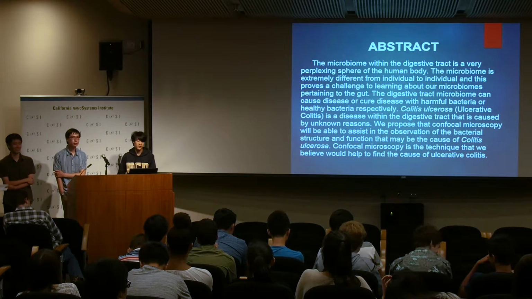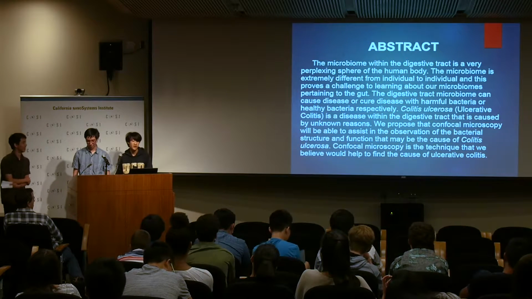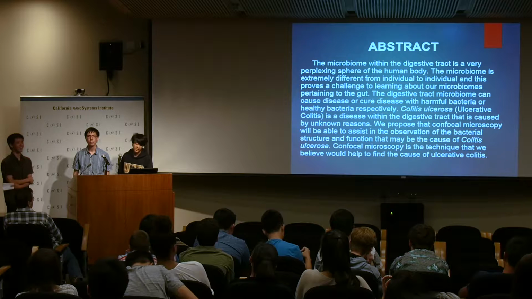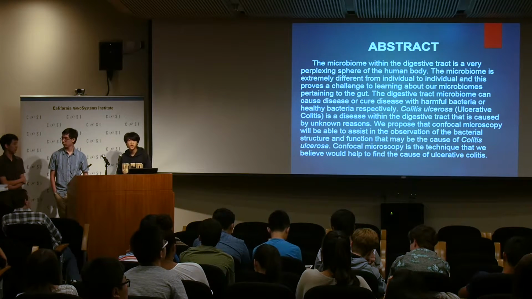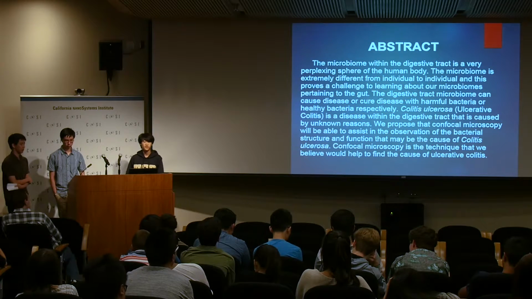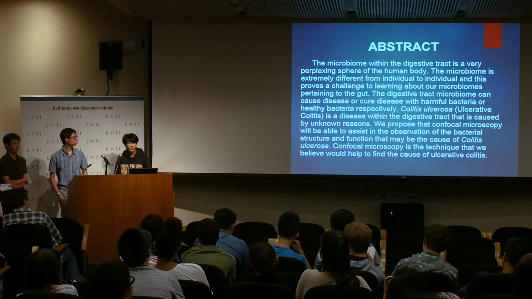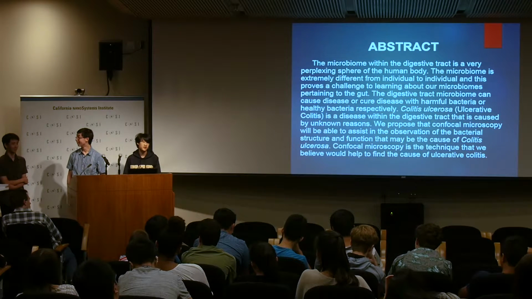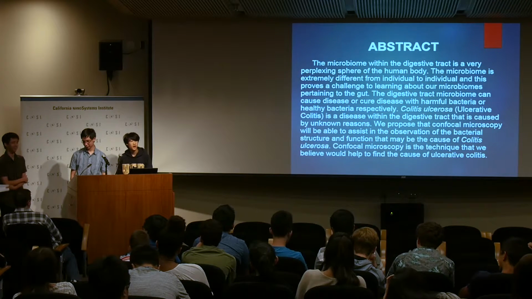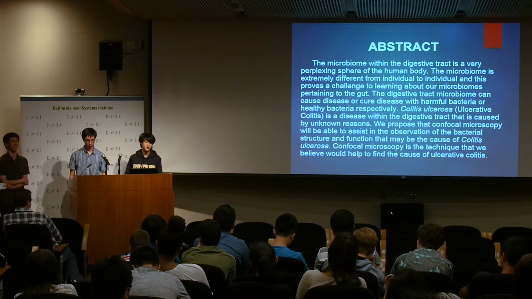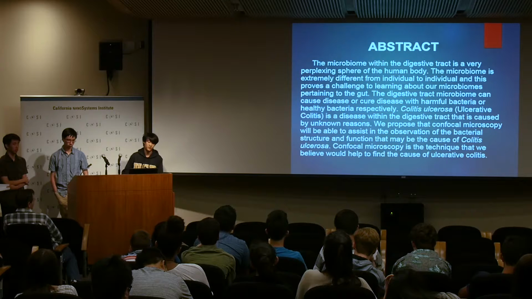So we chose to look at colitis ulcerosa, also commonly known as ulcerative colitis. It's a disease that is caused by unknown reasons currently, and it occurs in the digestive tract. Over 200,000 cases occur within the United States a year. So we proposed to use confocal microscopy to assist our observation of the bacterial structure and function to perhaps find the cause of ulcerative colitis, and we think that it will help greatly.